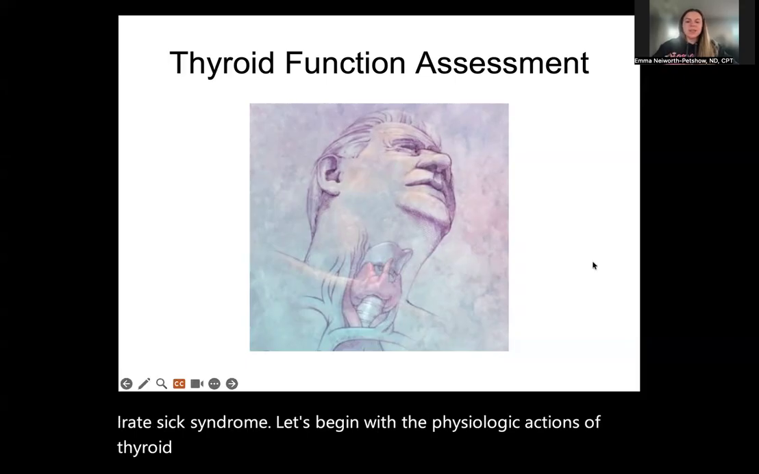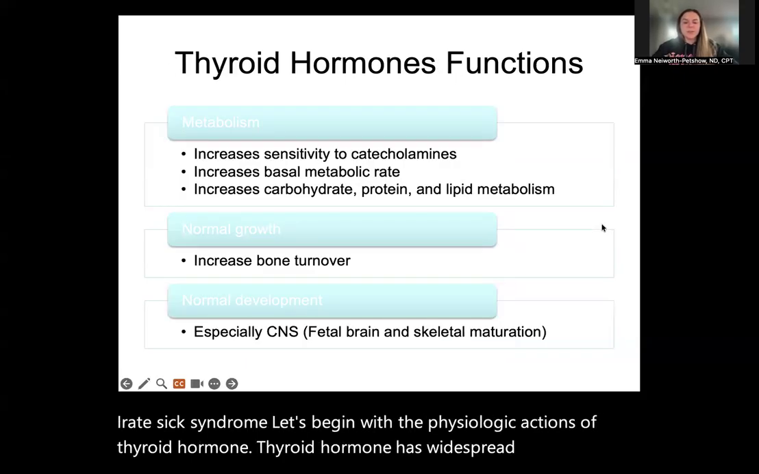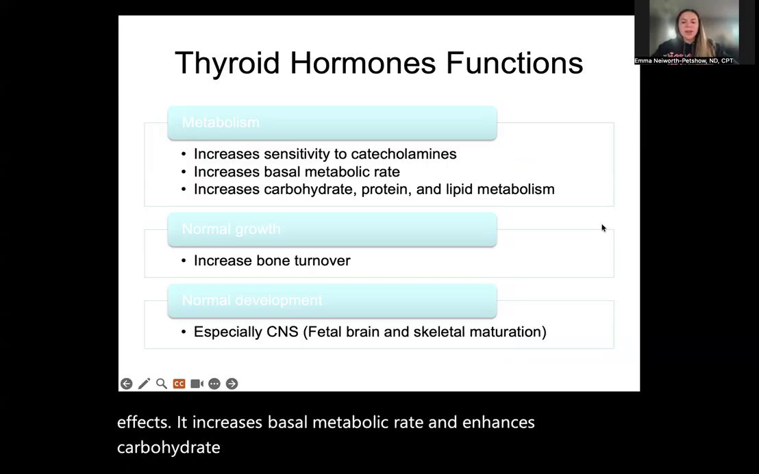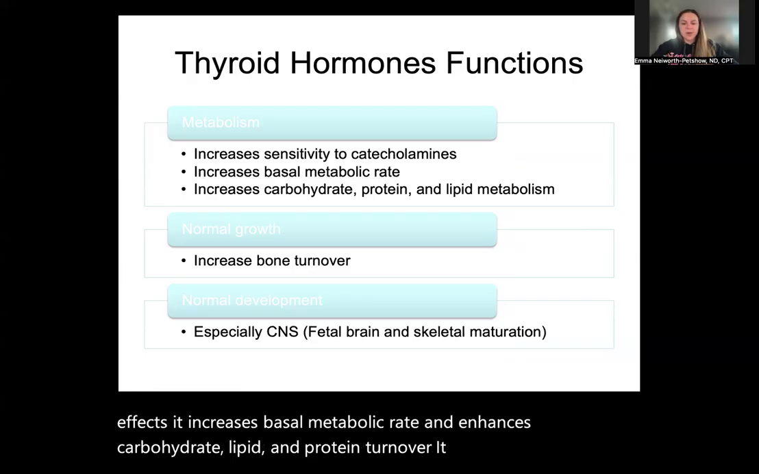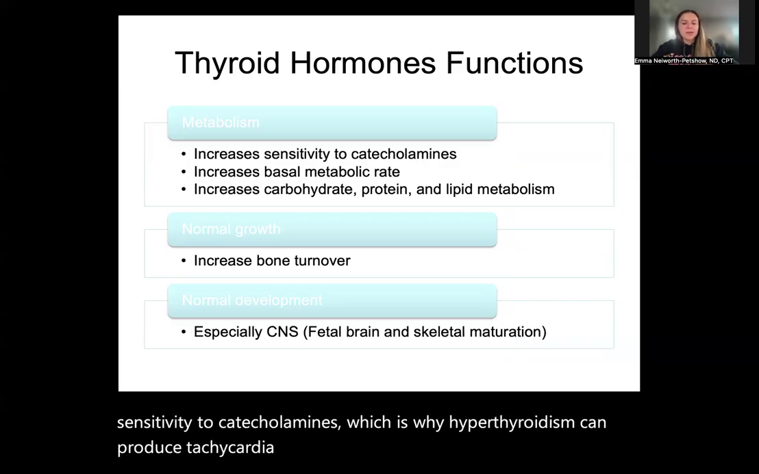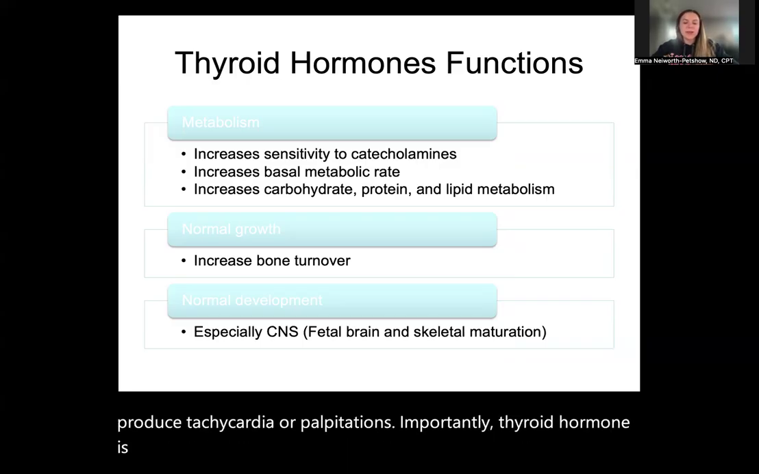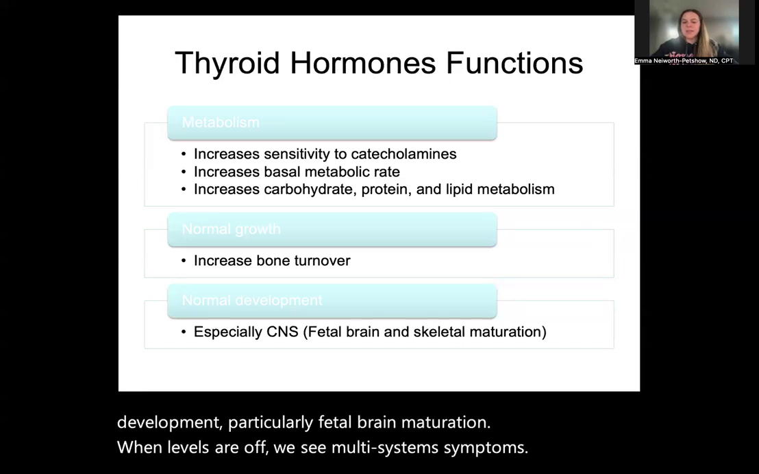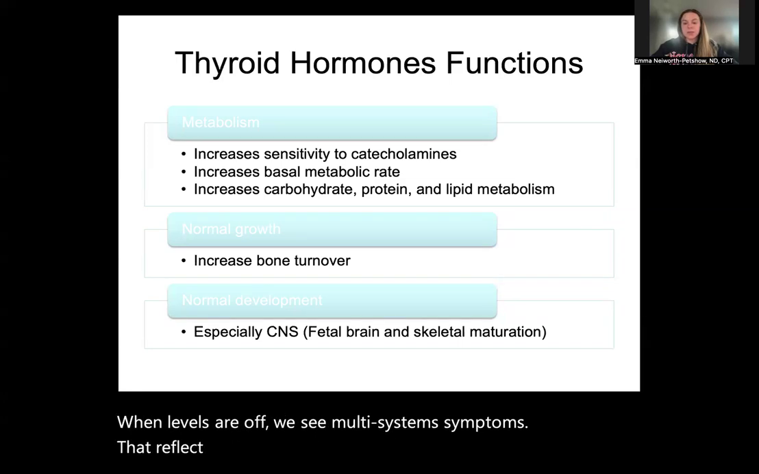Thyroid hormone has widespread metabolic effects. It increases basal metabolic rate and enhances carbohydrate, lipid, and protein turnover. It also increases sensitivity to catecholamines, which is why hyperthyroidism can produce tachycardia or palpitations. Importantly, thyroid hormone is essential for normal growth and central nervous system development, particularly fetal brain maturation. When levels are off, we see multi-system symptoms that reflect this wide physiologic footprint.